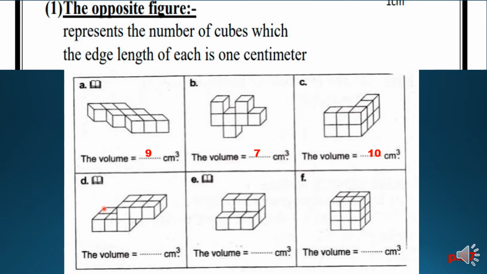Here the volume is 1, 2, 3, 4, 5, 6, 7, 8, 9, 10, 11, 12. 12 centimeter cube. Here the volume is 1, 2, 3, 4, 5, 6, and I have here hidden 7, 8, 9. So it's 9 centimeter cube. Here the volume is 1, 2, 3, up to 18. The volume is 18 centimeter cube.